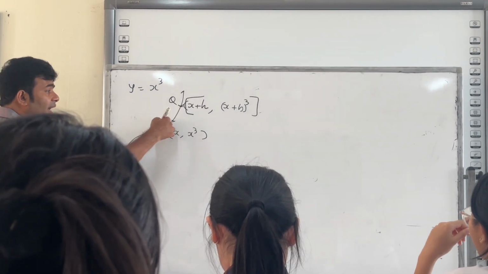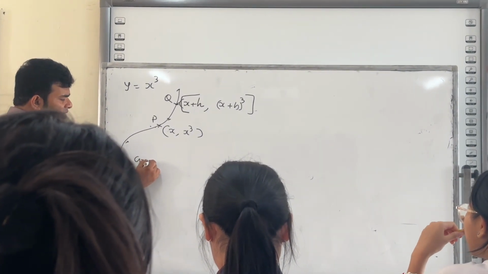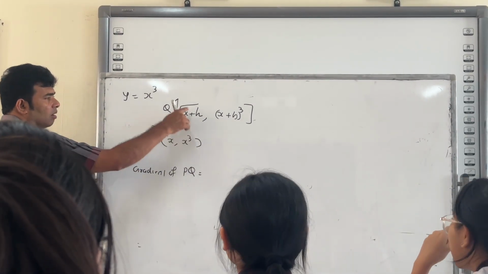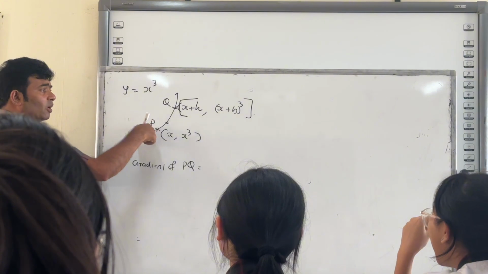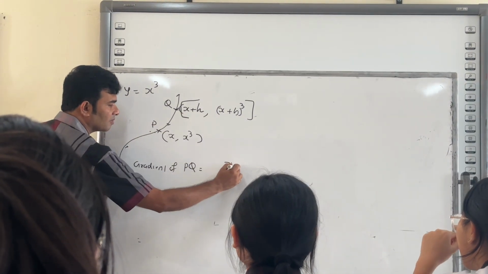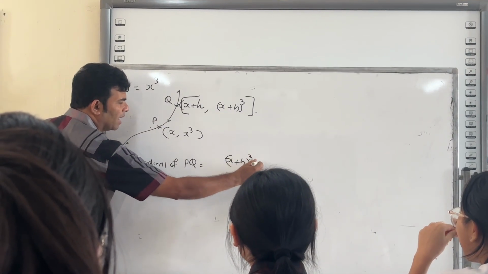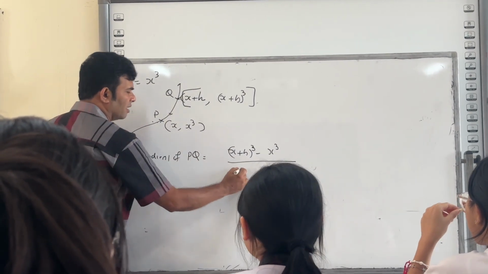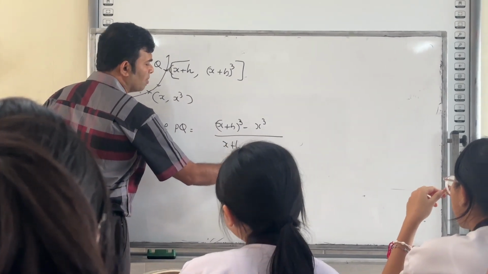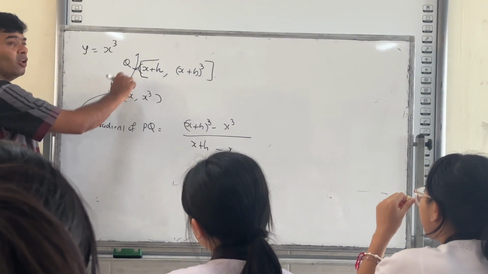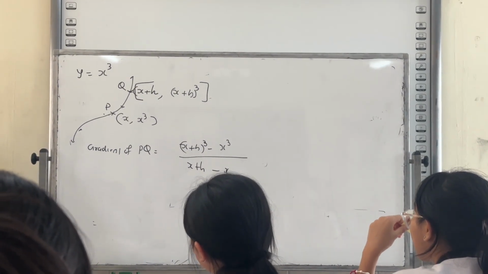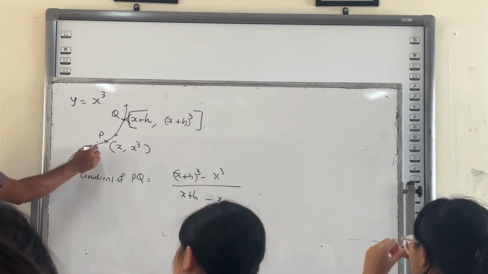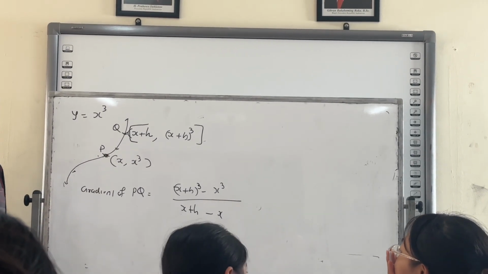How will you find the gradient of PQ? Gradient of PQ. y2 minus y1 divided by x plus h minus x. But that is the gradient of PQ. That is not the gradient at P. Correct or not? But we want the gradient at the point P, right? So how will you do it?